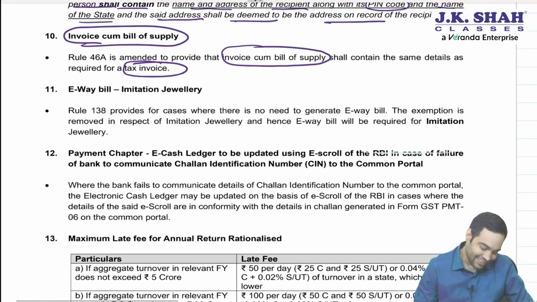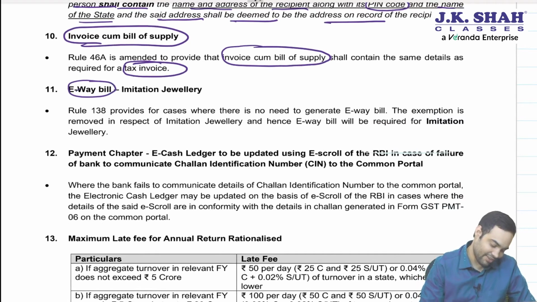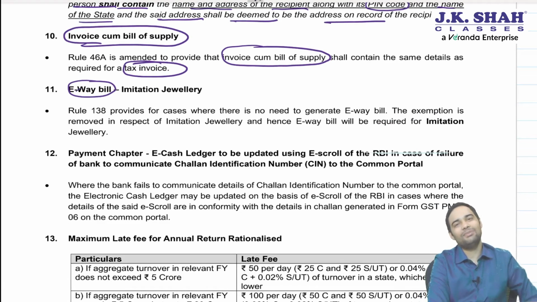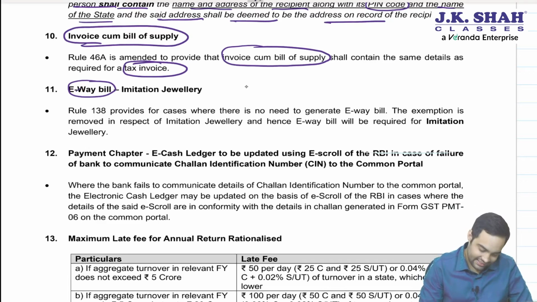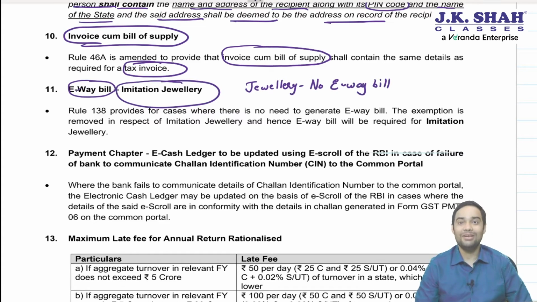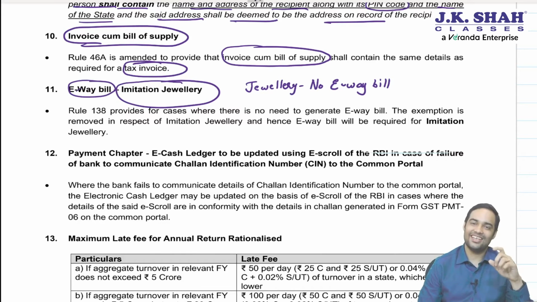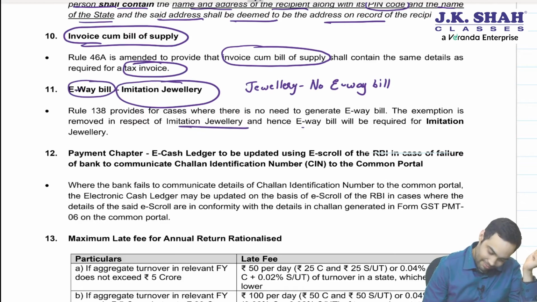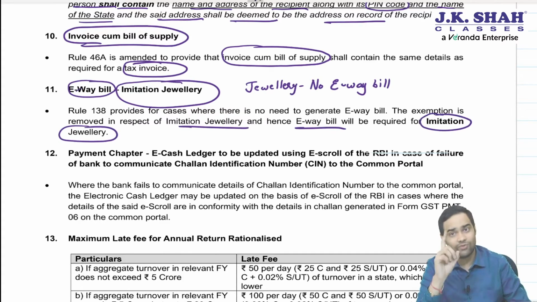Okay. One amendment with regard to the E-way bill. Now, E-way bill, see, for jewelry, there was no need to generate an E-way bill. This remains as it is. But what about artificial jewelry, imitation jewelry? Now, for artificial jewelry, an E-way bill will be required. Is it, sir? Yes. So, be very careful.